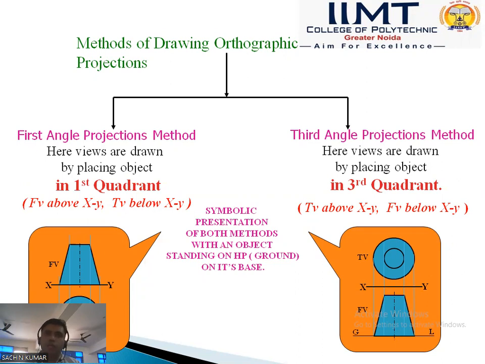In second angle projection and fourth angle projection, the front view and top view of the object fall above and below the XY line such that they overlap, so we cannot draw the projection in second angle or fourth angle projection, because of the overlapping of the front view and top view of the object. So we can use only first angle and third angle projection. Mostly India uses first angle projection, and other countries use third angle projection.